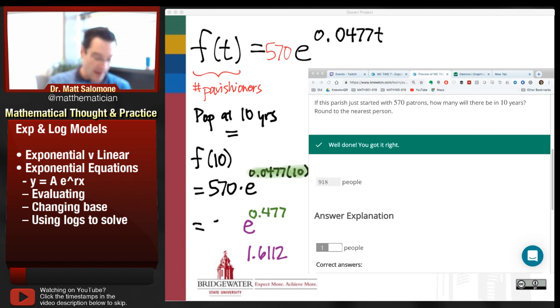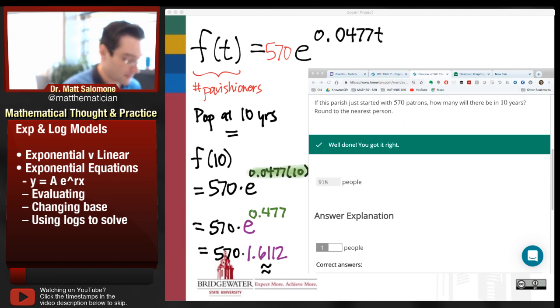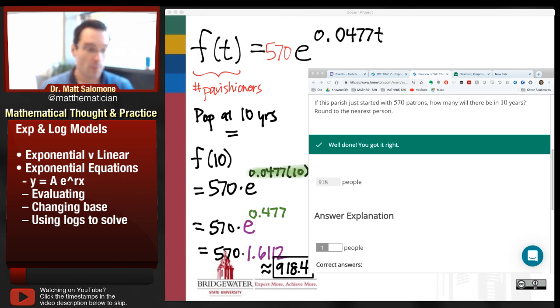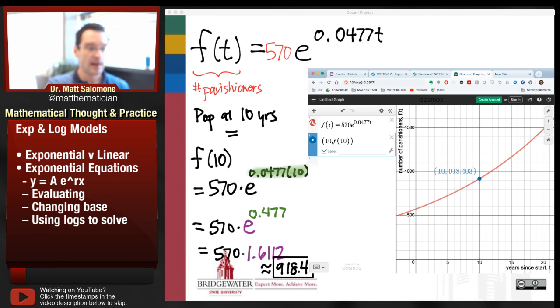And then the only thing left for me to do would be to multiply that number by 570, and that's where we get the number that we just typed in here, 918.4. Right? So using an exponential function, when I know the value for x and I don't know the value for y, is just a matter of following the order of operations. And so that's, in this particular example, how I can figure out that after 10 years, I have 918.4 people in my parish.